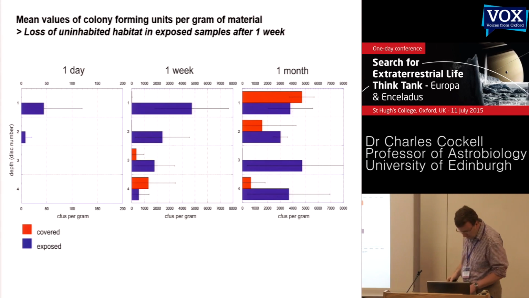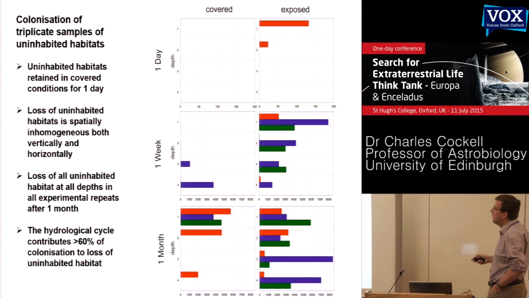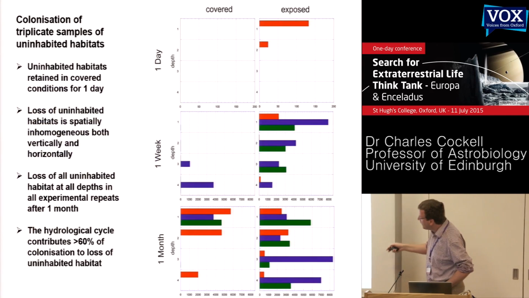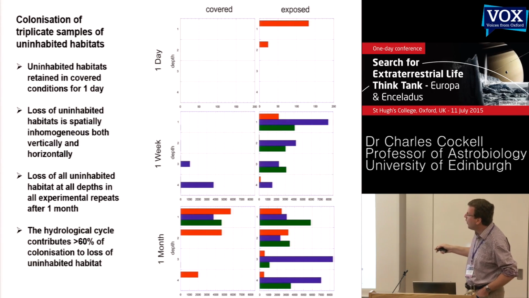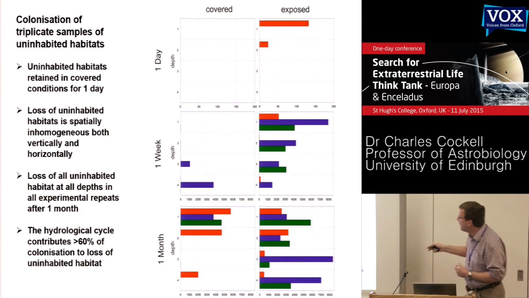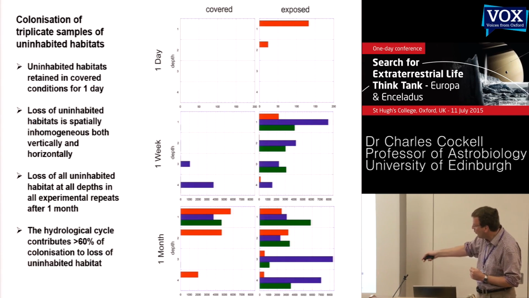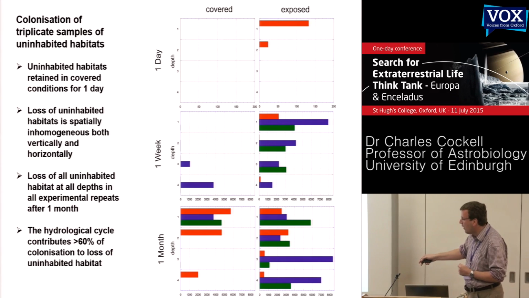If you break this up and look at the different triplicates in the experiment, so this is now looking at 1 day, 1 week and 1 month, covered and exposed, and you've got the numbers of colony forming units. What you'll see is that in the covered samples after 1 day, the discs all remain uninhabited habitats. I'm not going to talk about the data in the middle here just for time. I just want to go through to 1 month and show you that after 1 month, the exposed samples at all depths in all samples are colonized.